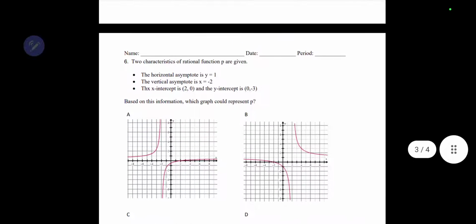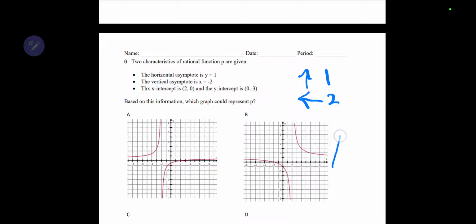Number 6. Now, it gives us two characteristics. The horizontal asymptote is y equals 1, okay? So that means it went up 1. And the vertical asymptote is at x equals negative 2. It went left 2. So that means we need to look for our asymptotes to be in those places, right?